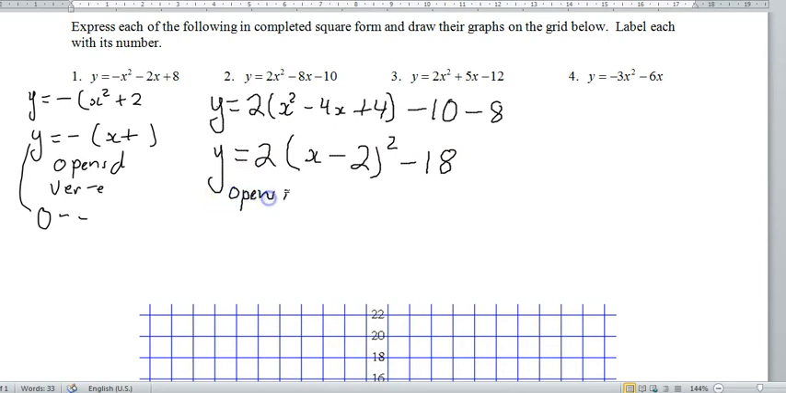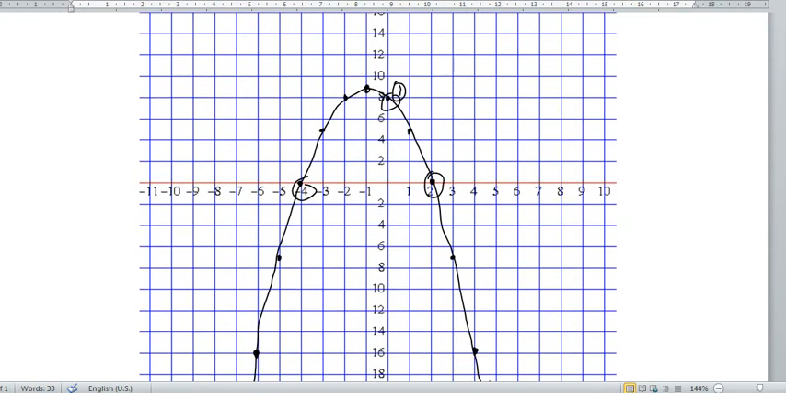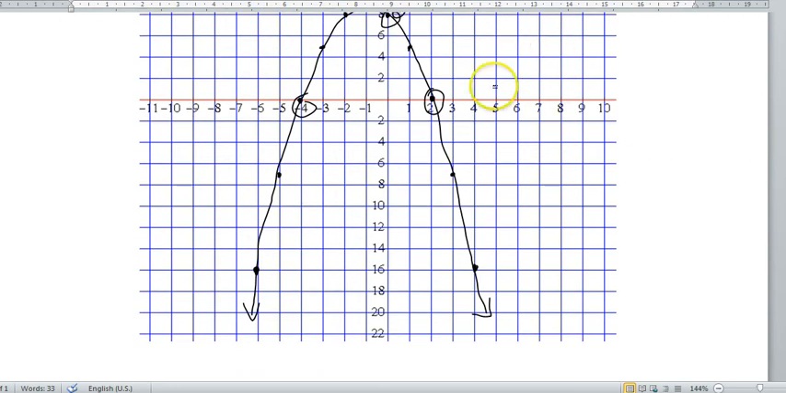Okay, so opens up, vertex 2, negative 18, and vertically stretched by 2. Okay, so let's go graph that. We're going to need 2, negative 18. So here we are at 2, negative 18. There's the vertex. We open up. Vertically stretched by a factor of 2 means I go over 1, up 2. Okay, and that's the scale here, right? Over 1, up 2. Over 2, I'm going to go up 4.